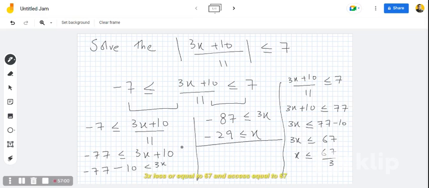Now if we combine these two inequalities, this one and this one, we get minus 29 less than or equal to x less than or equal to 67 by 3. So this is the range of x.